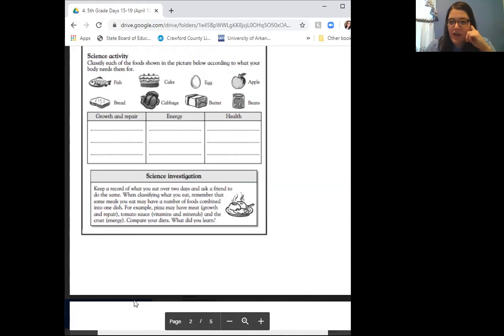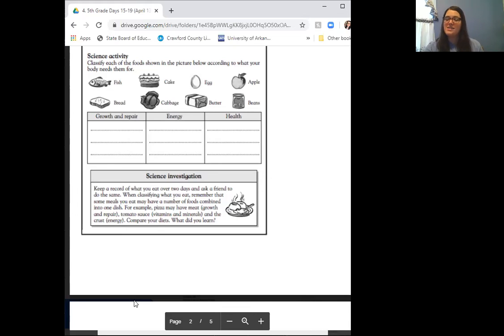Okay, when classifying what you eat, remember that some meals you eat may have a number of foods combined into one dish. So if you had a piece of chicken, chicken would be a protein, and you ate rice with it. So say you had chicken and rice. Chicken is your protein, rice would be your carbohydrate. So for example, pizza may have meat, growth and repair, tomato sauce, vitamins and minerals, and a crust, which would be energy. Compare your diets and what did you learn?